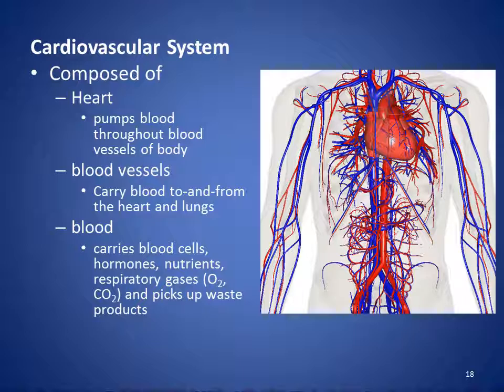The heart is a pump, and it pumps blood throughout the body and through vessels of the body. The blood vessels carry the blood to and from the heart, the lungs, and other organs within the body. The blood is an essential component of the cardiovascular system. It carries blood cells, hormones, nutrients, as well as respiratory gases such as oxygen and carbon dioxide, and it picks up waste products from the distal parts of the body and returns them to areas where they can be properly eliminated.